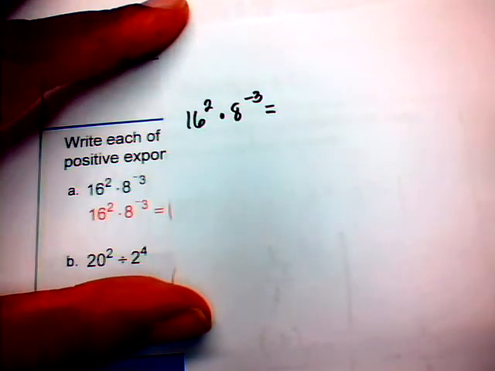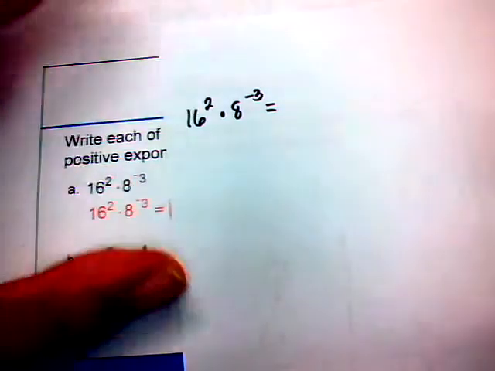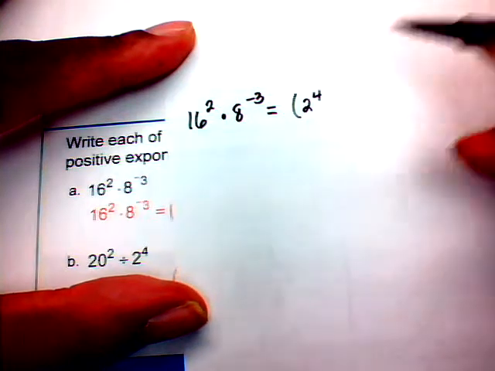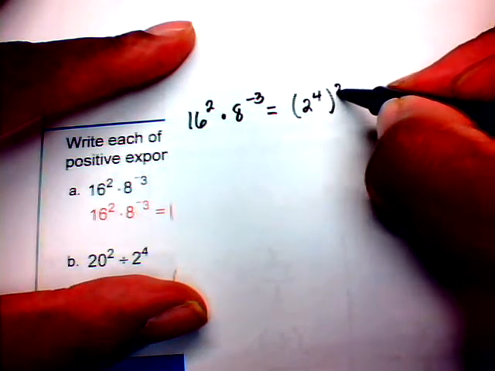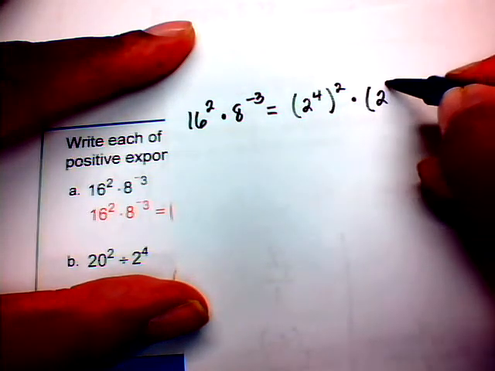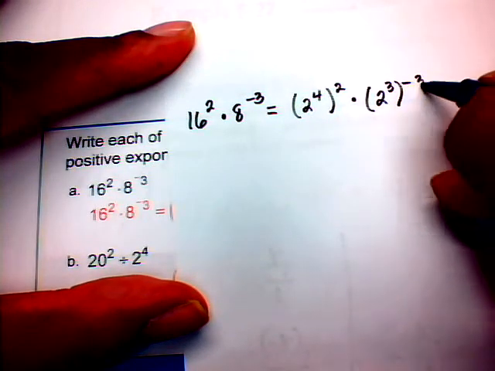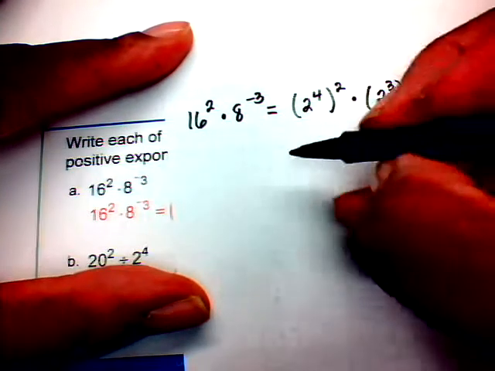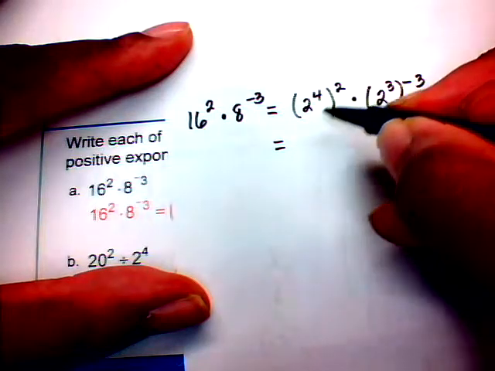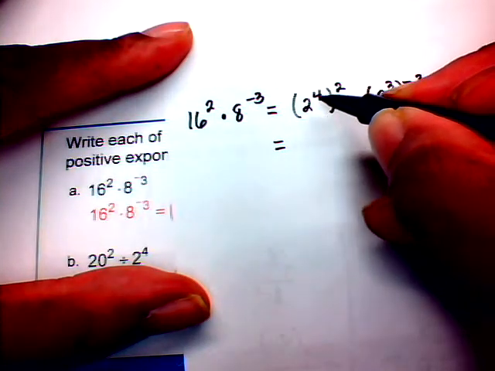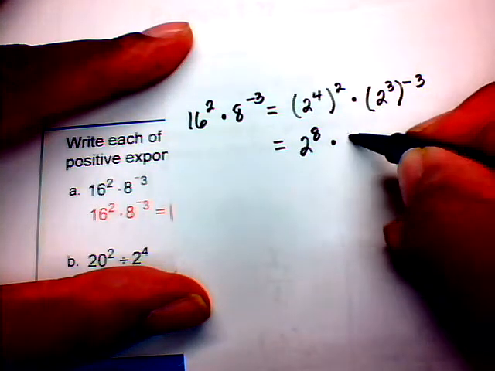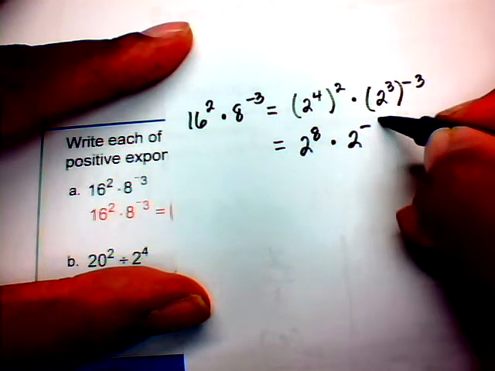Okay, the common base that I can use for 16 and 8 will be 2. Because 16 can be written as 2 to the 4th, and then that's going to be squared. That 8 can be written as 2 to the 3rd, and that's going to be raised to the negative 3. Now we're raising a power to a power, so we're going to multiply the exponents. So here, 2 to the 4 times 2 will be 2 to the 8. And this one will be 2 to the 3 times negative 3, which will be negative 9.